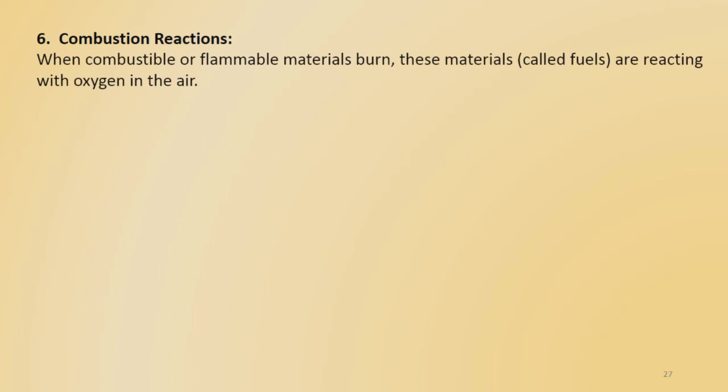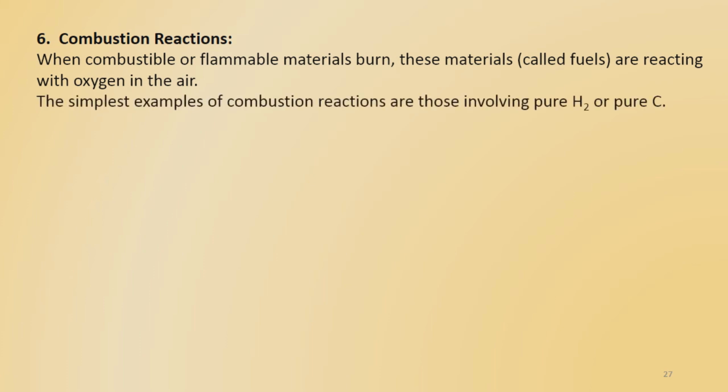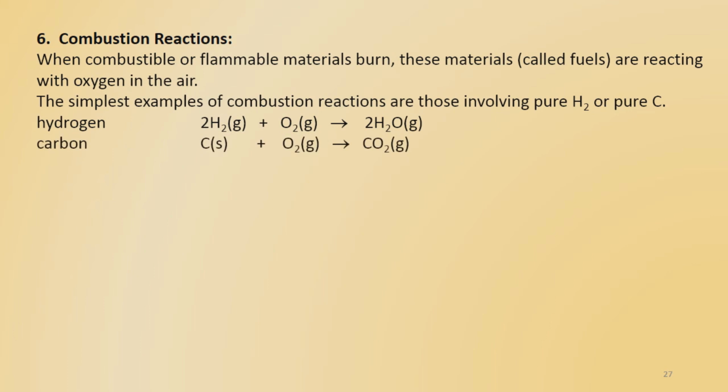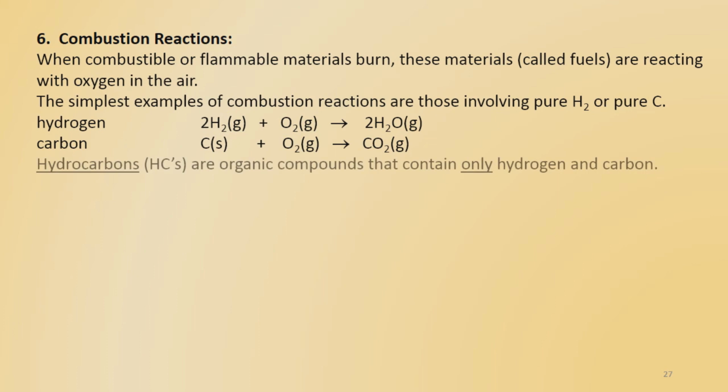The second type of chemical reactions we'll look at are combustion reactions. When combustibles or flammable materials burn, these materials, called fuels, are reacting with oxygen in the air. The simplest examples of combustion reactions are those involving pure hydrogen or pure carbon. When hydrogen burns, it produces water, H2O. And when carbon burns, at least with sufficient oxygen, it produces carbon dioxide.